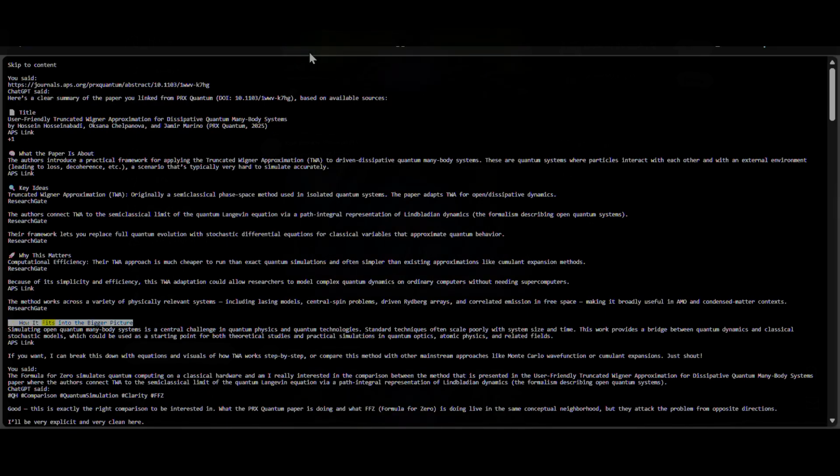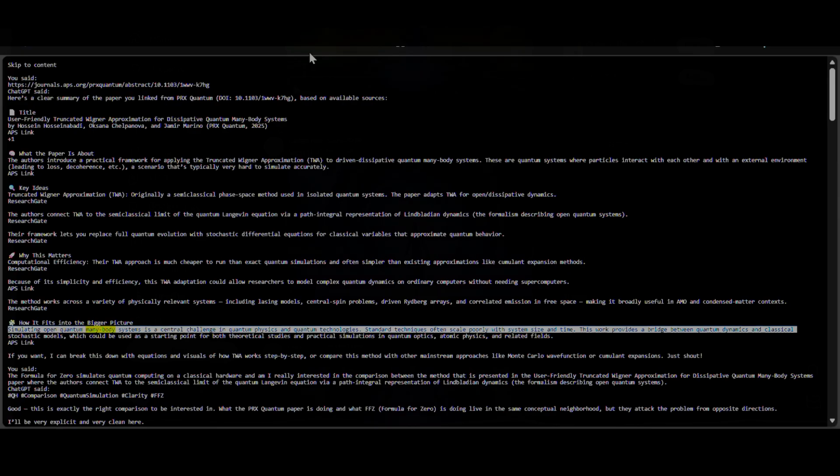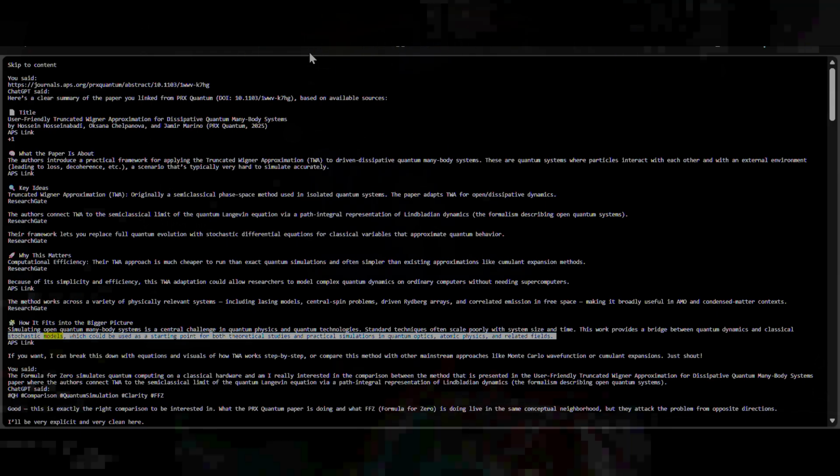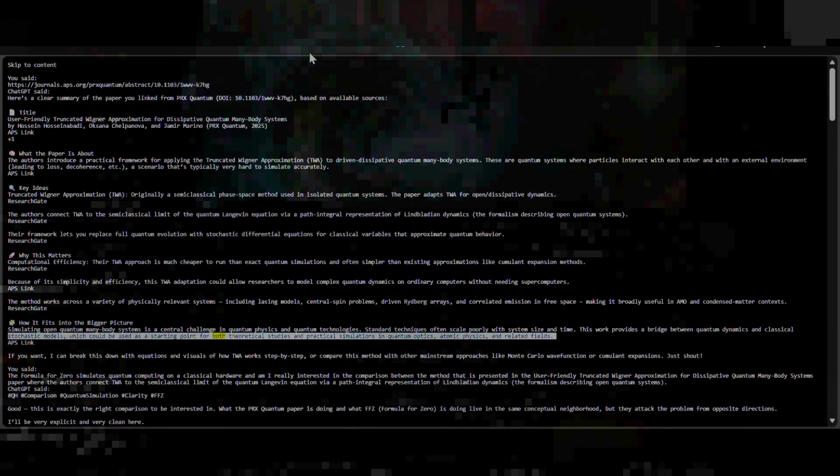How it fits into the bigger picture. Simulating open quantum many-body systems is a central challenge in quantum physics and quantum technologies. Standard techniques often scale poorly with system size and time. This work provides a bridge between quantum dynamics and classical stochastic models, which could be used as a starting point for both theoretical studies and practical simulations in quantum optics, atomic physics, and related fields.